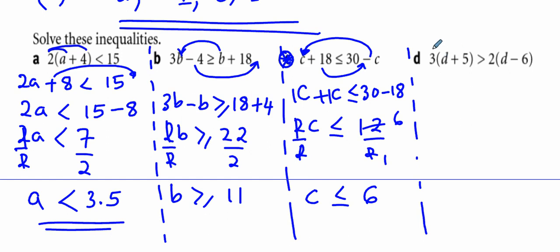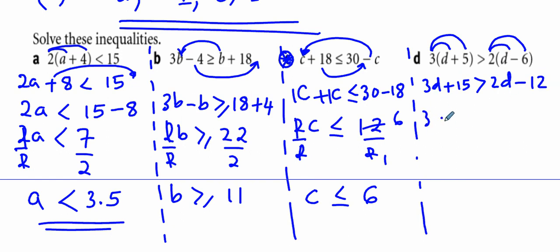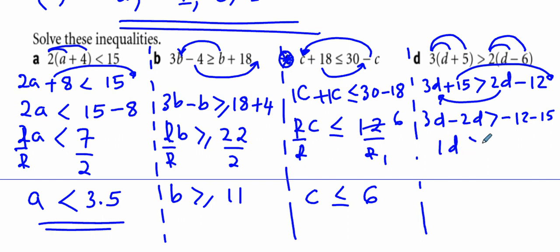Here we need first to expand brackets. 3 times d, 3 times 5, 2 times d, 2 times negative 6. So this will be 3d plus 15 is greater than 2d minus 12. Collect like terms: 3d, 2d will come here as minus 2d, is greater than negative 12 minus 15, since positive 15 is shifted to the right hand side. 3d minus 2d is 1d, greater than negative 27.